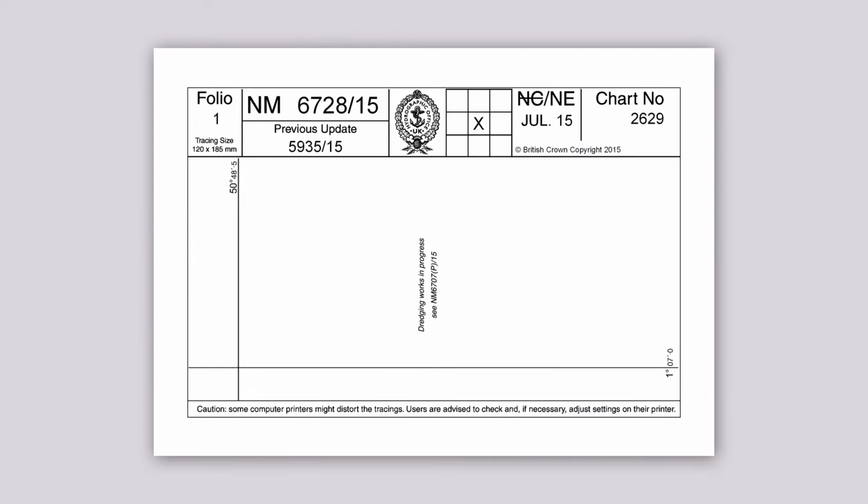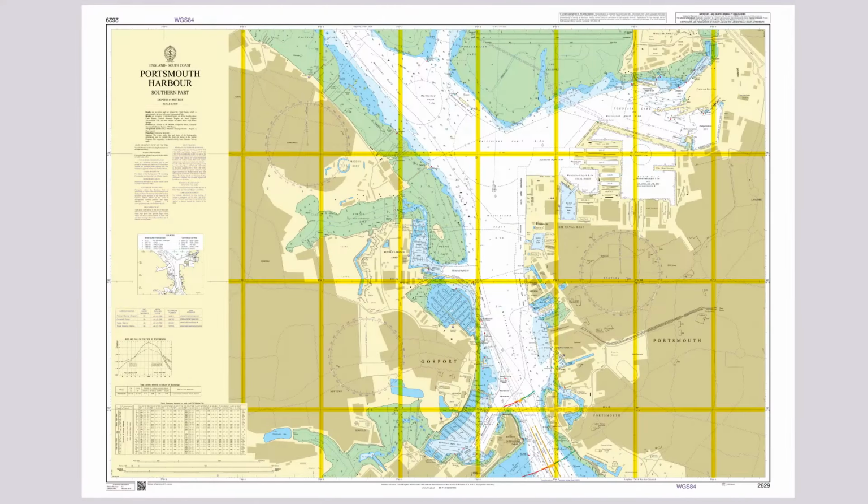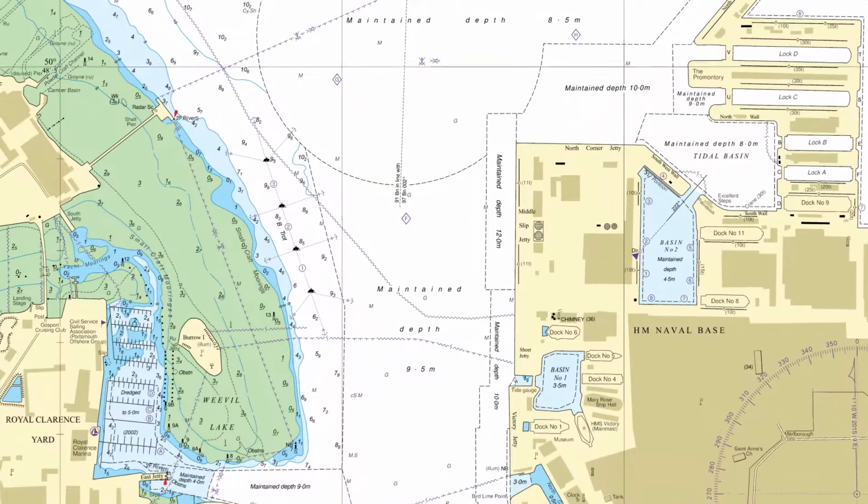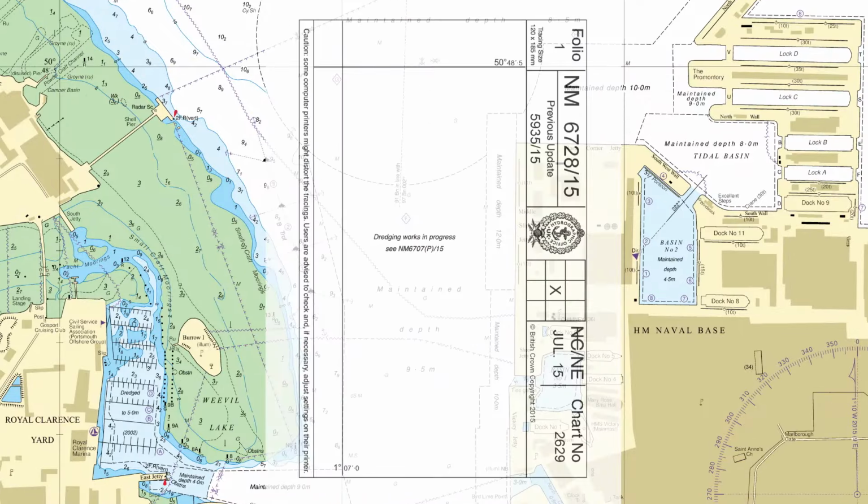This example will demonstrate how to insert a legend. Start by using the grid box to reference the NM position on the chart. Then, using the latitude and longitude guides on the tracing and the chart, lay the tracing to its exact location.